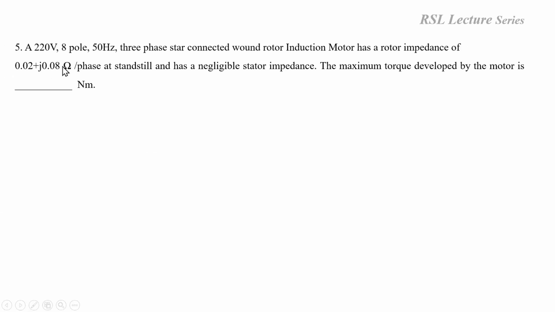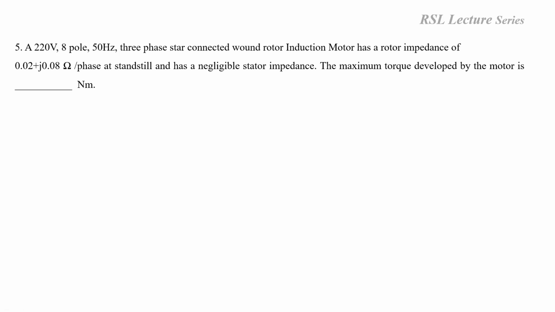The next one: a 220 volts, 8 pole, 50 Hertz, 3-phase star connected wound rotor induction motor has a rotor impedance of 0.02 plus j0.08 ohms per phase at standstill. Under standstill condition we are getting this impedance, and it has a negligible stator impedance. Now the maximum torque developed by the motor is dash. So we have to find out the maximum torque developed by the motor.